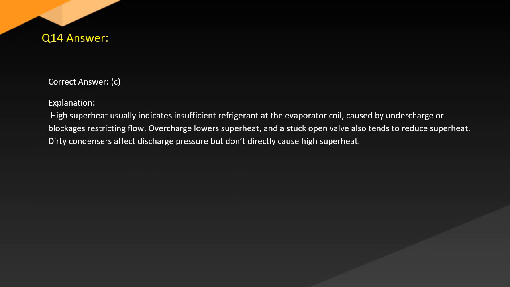Answer. Correct answer, C. Explanation. High superheat usually indicates insufficient refrigerant at the evaporator coil caused by undercharge or blockages restricting flow. Overcharge lowers superheat, and a stuck-open valve also tends to reduce superheat. Dirty condensers affect discharge pressure but don't directly cause high superheat.